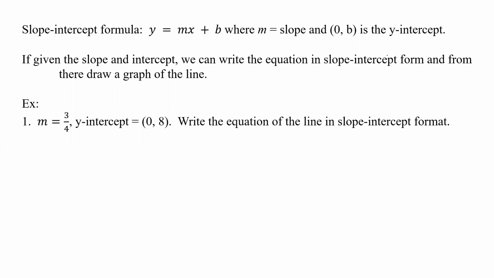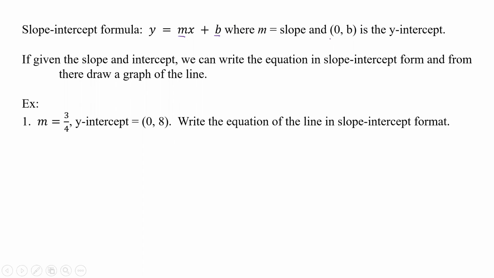So the slope-intercept formula is y equals mx plus b. We've probably seen this throughout our math career at least once in the past. And remember, m is the slope and b is basically our y-intercept. So that's where it's going to hit the y-axis, okay? And it's at (0, b). So if this is a -4, it's at (0, -4). This is at 8, it's (0, 8), okay?